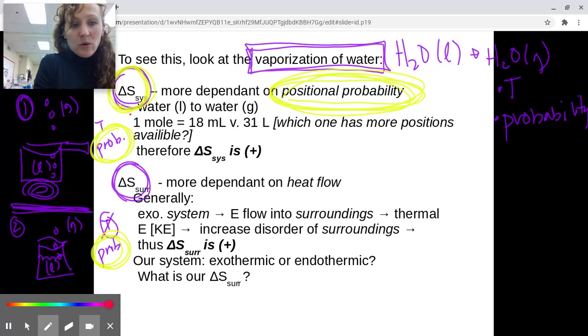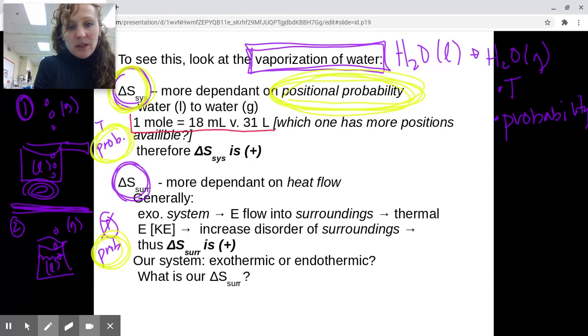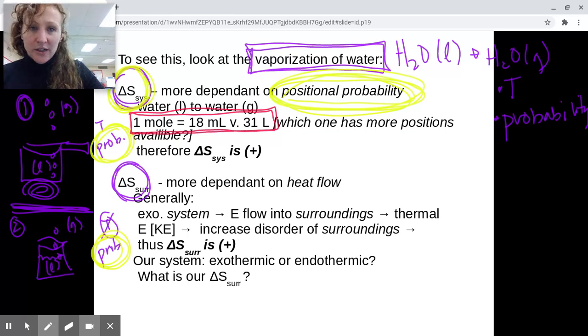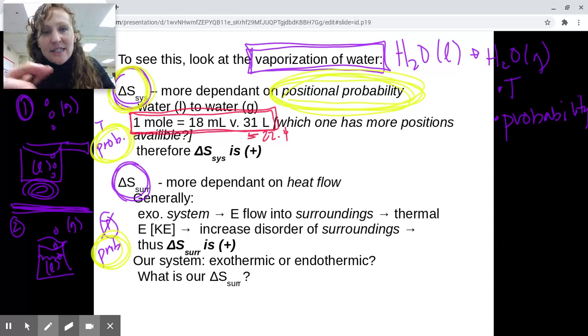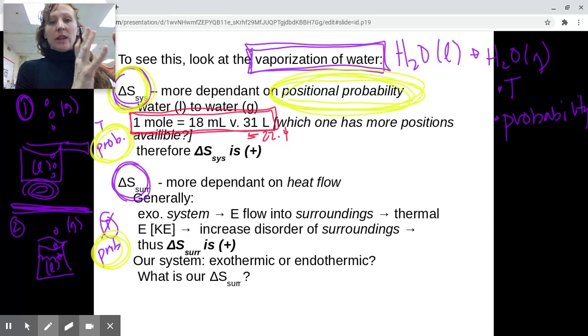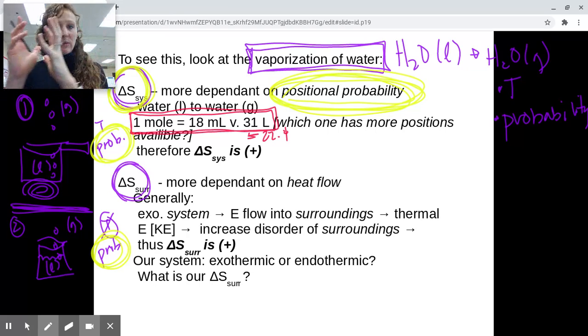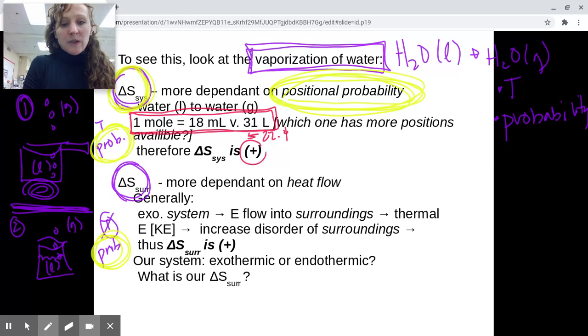Notice if you have 1 mole of liquid, you have 18 milliliters. If you have 1 mole of gaseous water, you have 31 liters, or if you're at STP, you'd have 22.4 liters, right? So which one has more positions available? Well, the gas does. It takes up more space. It's going to have more positions available. So therefore, if you move from a system with less positions available to a system with more positions available, entropy of the system is going to be positive.